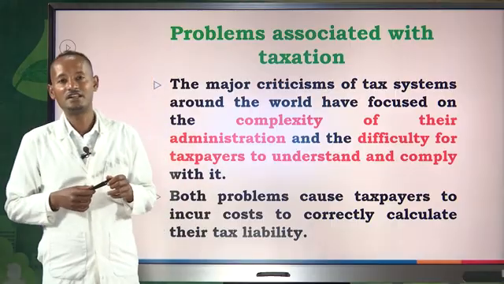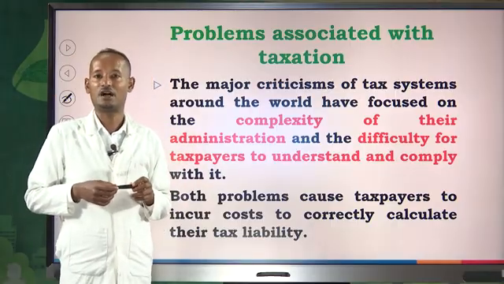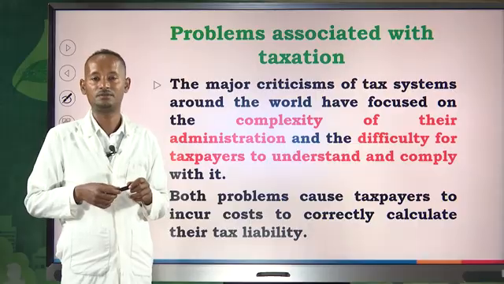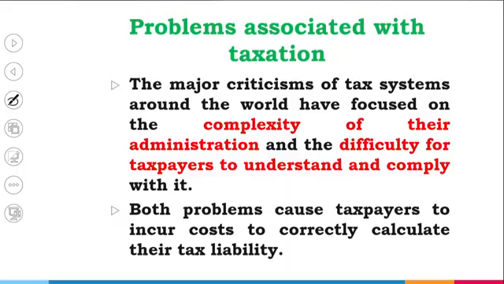Let's move to the other lesson of the day, which is about the problems associated with taxation. The major criticisms of tax systems around the world have focused on the complexity of their administration. Most taxes are complicated to administer, and the other problem is the difficulty for taxpayers to understand or comply. Tax compliance is the degree to which taxpayers comply with the tax laws.